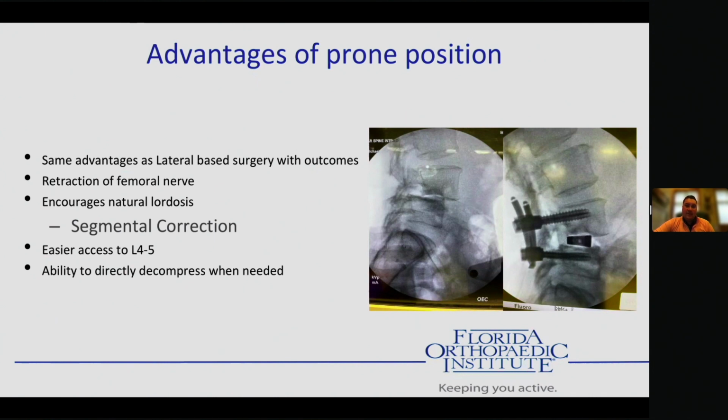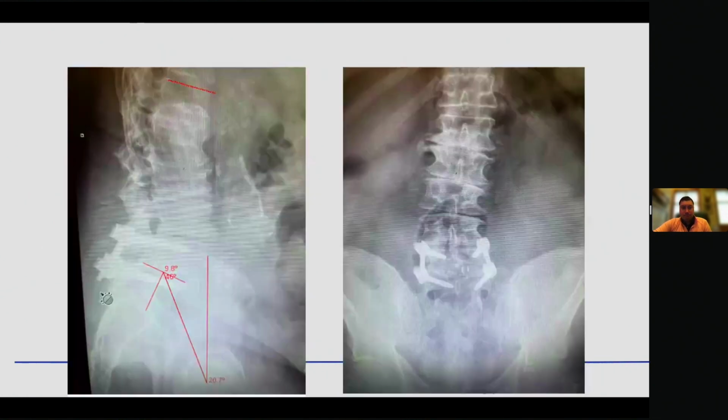There's some evidence that it's at least as easy, if not easier, access to L4-5, and I think that has to do with both the coronal bending ability of our patients, as well as some of the retractors that we're using now. And it gives us that comfort of directly decompressing patients when we need to, and not having to worry about doing this from an indirect and coming back to operate on these patients again.